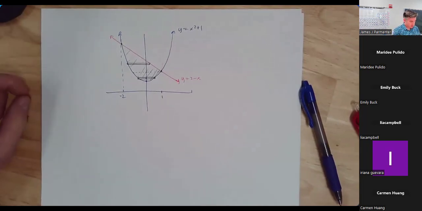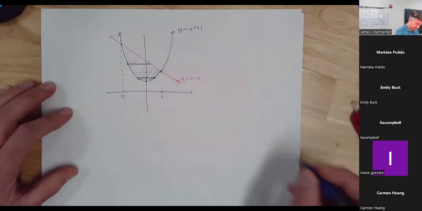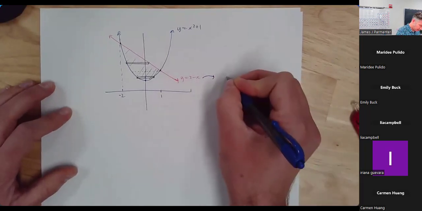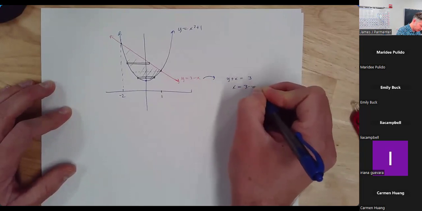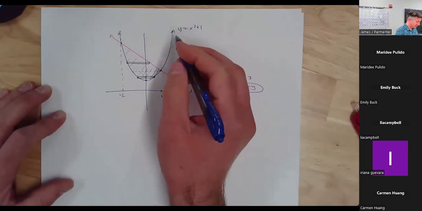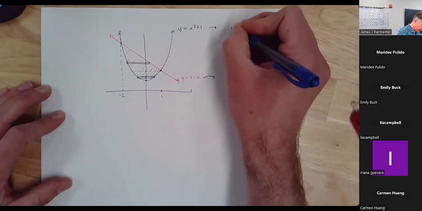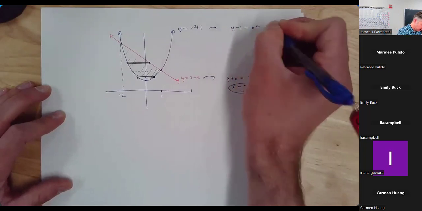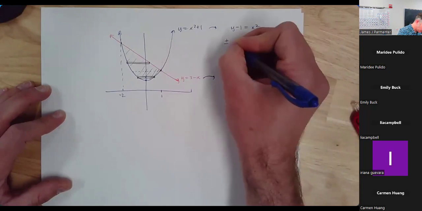So we know we're going to be using a dy, which means we need to write our functions in terms of y. So the y equals 3 minus x is going to become y plus x equal to 3, or x equal to 3 minus y. So there's x as a function of y. And the y equals x squared plus 1 is going to be y minus 1 equal to x squared, x equal to plus or minus the square root of y minus 1.